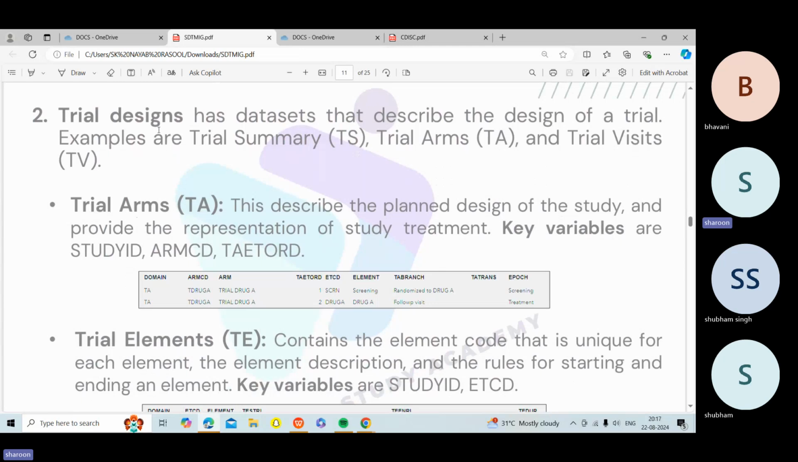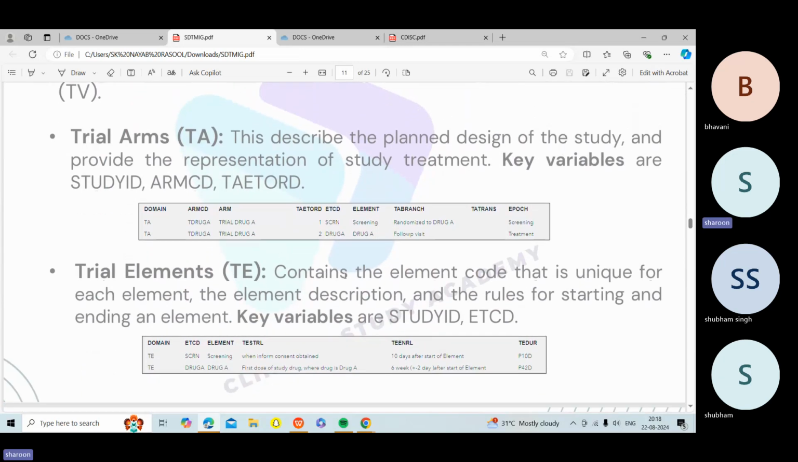Trial designs. Trial designs has datasets that describe the design of a trial. Examples are trial summary, trial arms, and trial visits. Trial arms: this describes the planned design of the study and provides the representation of study treatment. Key variables are study ID, ARMCD, TAETORD.